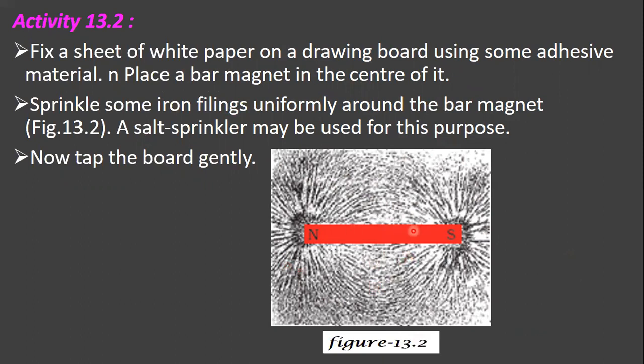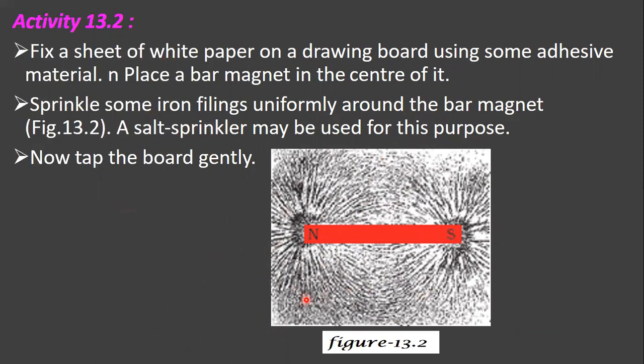See children, this is a bar magnet. It has been placed in the center of the white paper, and sprinkle some iron filings uniformly around the bar magnet. These are the iron filings. They are sprinkled around the bar magnet here, and a salt sprinkler may be used for doing this. And now you tap the board gently. You slowly tap the board.